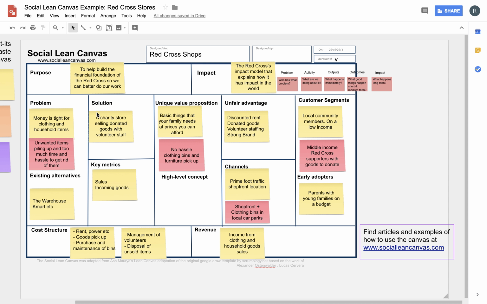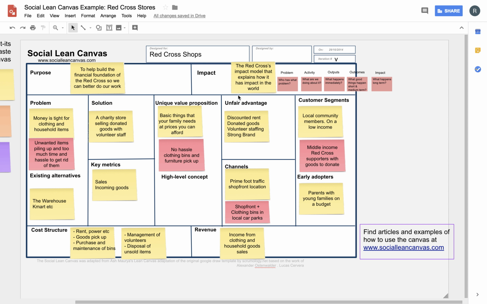The solution, what are we actually doing? The channels, how do we reach the customers we need to reach to make it work? The revenue or financial sustainability, which is how do we make money to make this whole venture work? And then costs, what does it cost us to deliver this product or service and impact? And then key metrics, what might we measure to prove that the business model works?